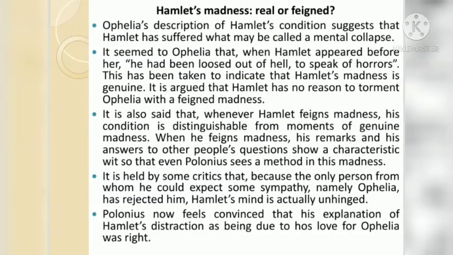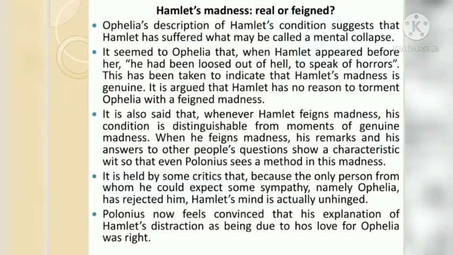Moving on, we face this question about Hamlet's madness. Is it real or is it feigned? Ophelia's description of Hamlet's condition suggests that Hamlet has suffered what may be called a mental collapse. Ophelia's account of Hamlet's strange and disoriented behavior suggests that he may have had a mental collapse. It seemed to Ophelia that when Hamlet appeared before her, he had been loosed out of hell to speak of horrors. This has been taken to indicate that Hamlet's madness is genuine.